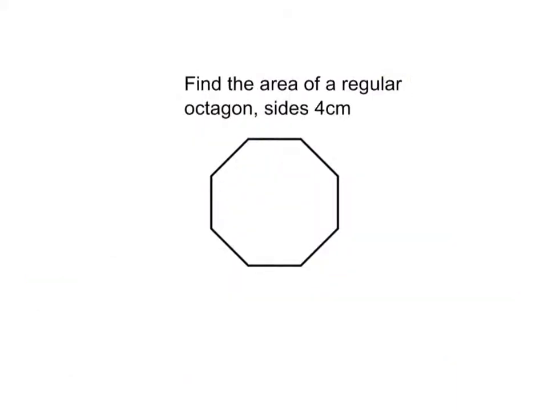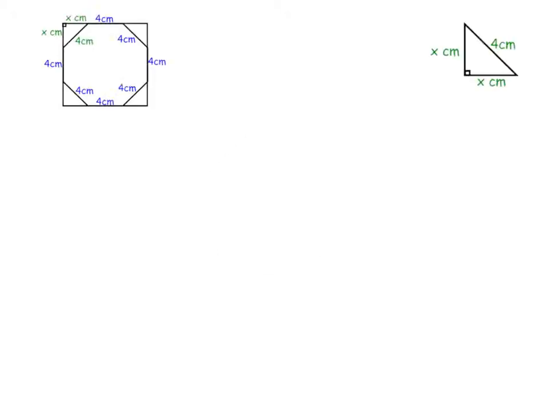Our next problem is finding out the area of this regular octagon with sides of 4 centimeters. To do that, we're going to put it inside of a square. Now my octagon is inside of a square, I can see that it leaves these right angled triangles in each of the corners. So to work out the area, what we're going to do is figure out the area of the square and take away 4 of these right angled triangles.